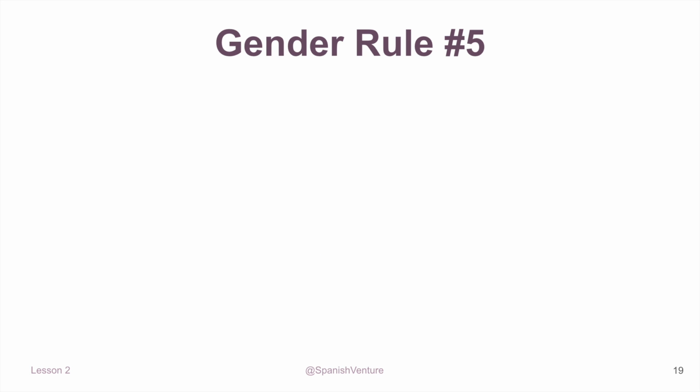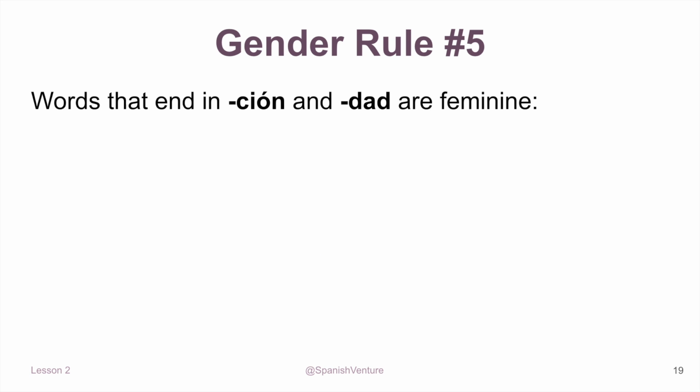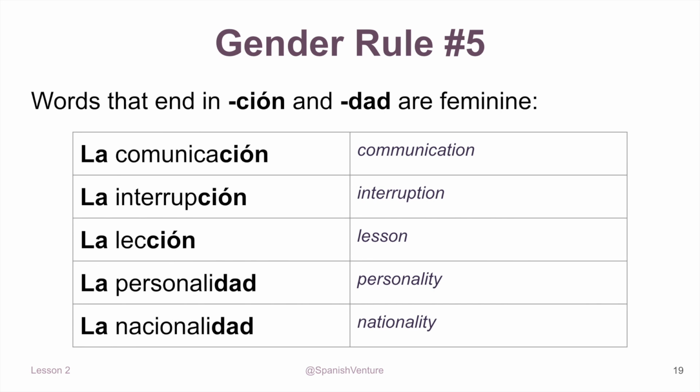Gender rule number 5. Words that end in ción or dad are feminine. Ejemplo, la comunicación, la interrupción, la lección, la personalidad, la nacionalidad.